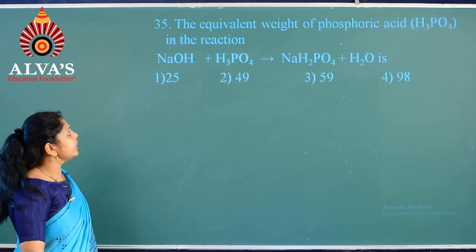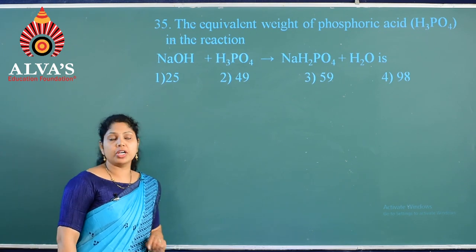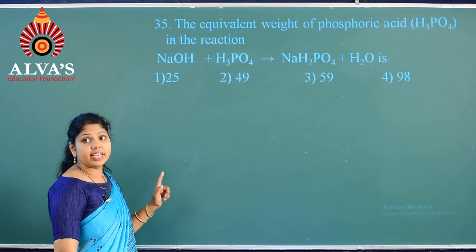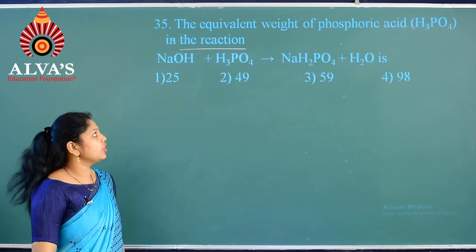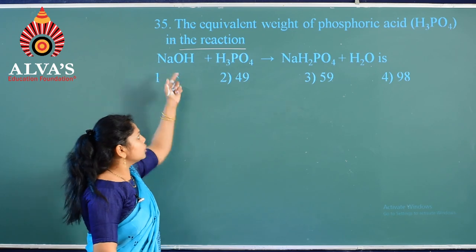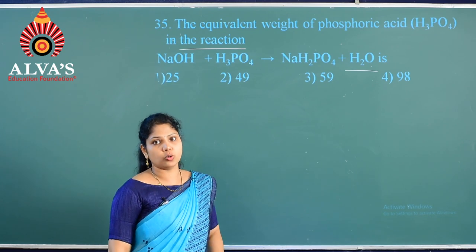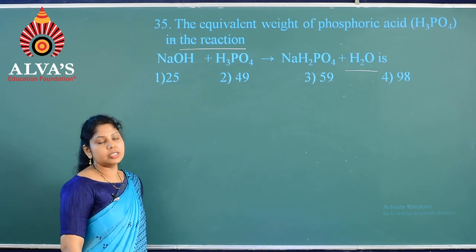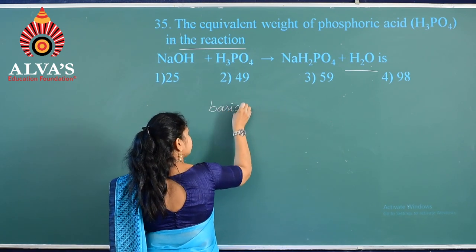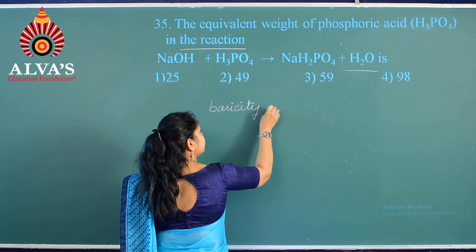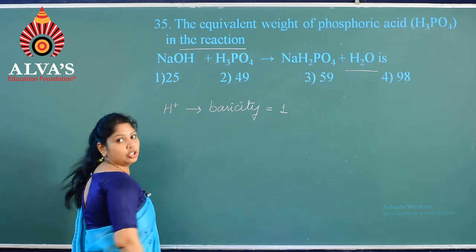Question number 35, the equivalent weight of phosphoric acid in the reaction. So, you should be very careful in this question because they are asking the equivalent weight of phosphoric acid in the reaction. The basicity of the phosphoric acid is 3, but they are asking in the reaction, so you should observe the number of water molecules dissociated here. The number of water molecules dissociated is only 1, hence the proton used in this particular reaction is only 1. So I can consider the basicity is equal to 1 since only one H+ ion is dissociated during the reaction.